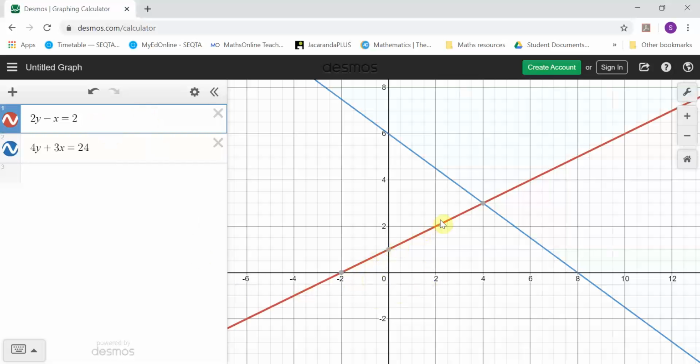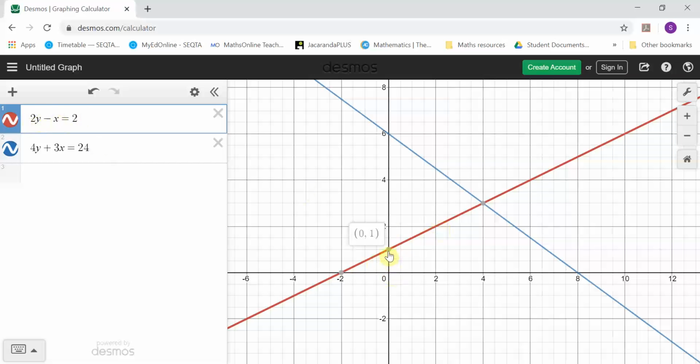Every single point that lies on this line is a solution. We can check that if we have a look at this point where x is 2, this point here. If we substitute an x value of 2 and a y value of 2, because those are the coordinates of this point, we have 2 times 2 is 4, minus 2 gives us 2.